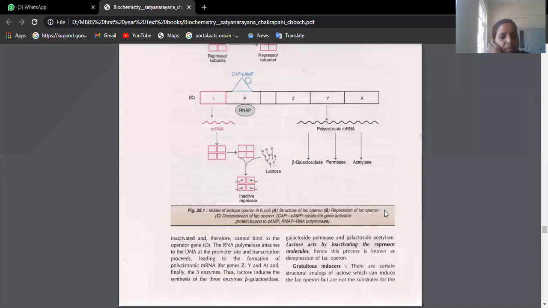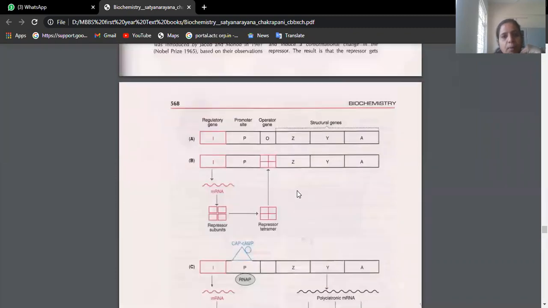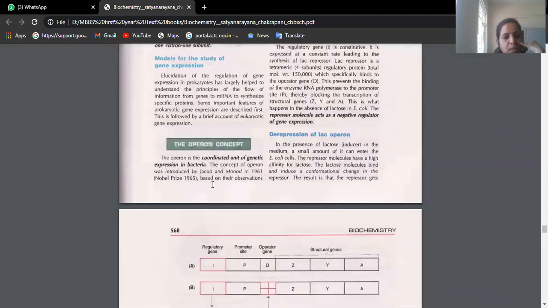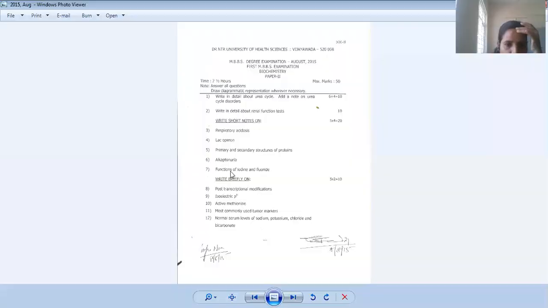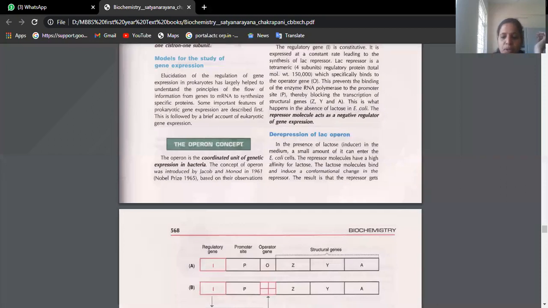So you just study this flowchart thoroughly, beta, whatever has been given here, and you can write about this operon concept, lac operon. This I told you very recently, no, beta, primary and secondary structures of proteins, from chemistry of proteins. You can just listen to my lecture also once again.